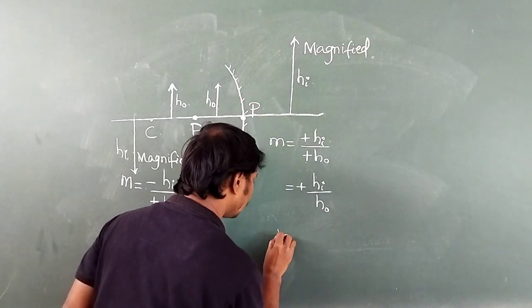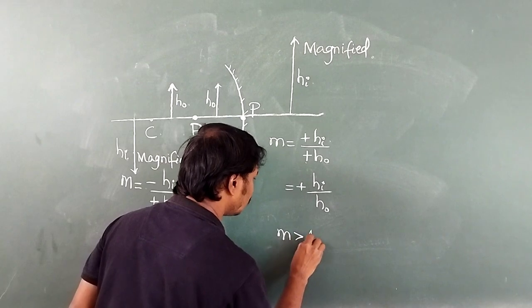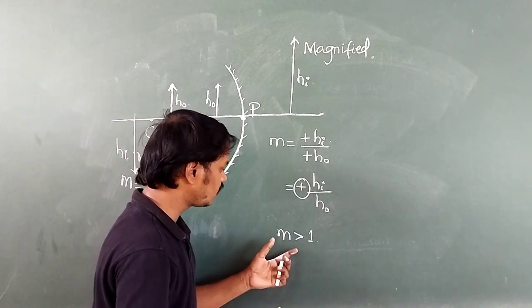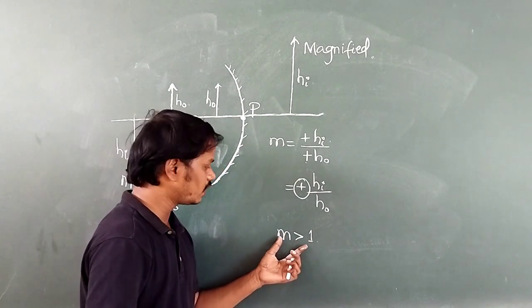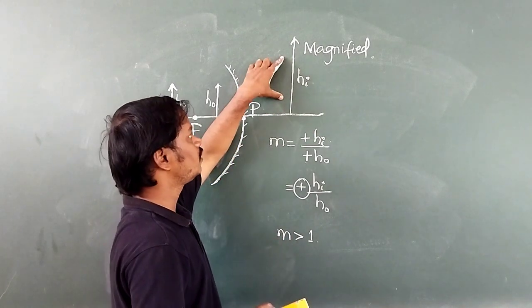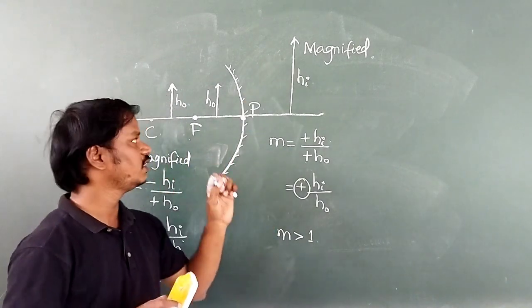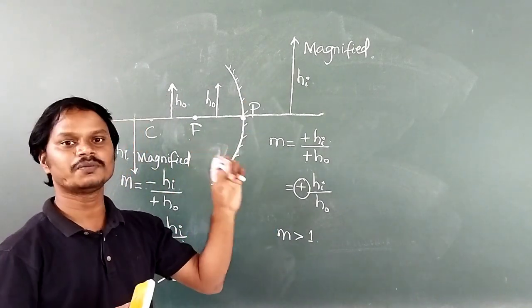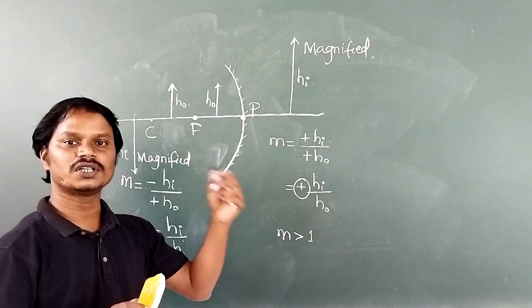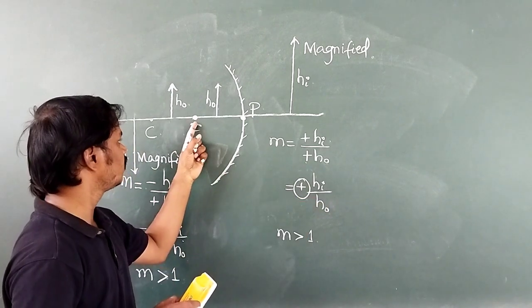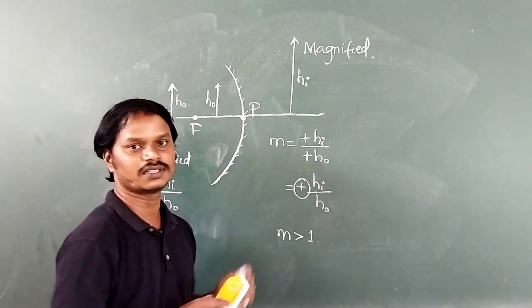Okay, then here m is greater than 1. What does the plus sign indicate? It tells about the nature, and greater than 1 tells about the size. Greater than 1 means here the size of the image is magnified. So when is the nature of the image formed by a concave mirror virtual, erect and magnified? Only when the object is in between F and P. So remember this point.